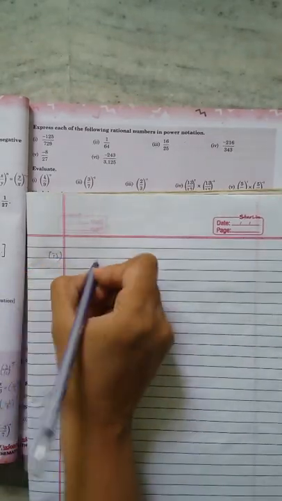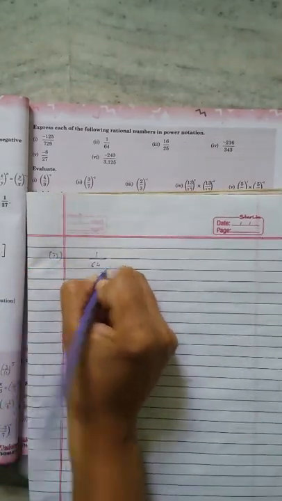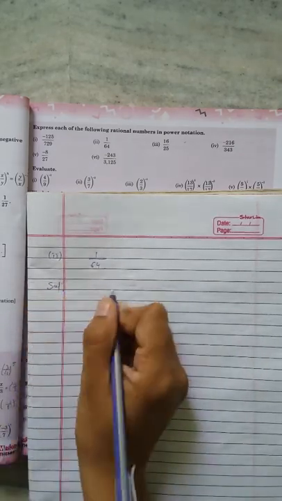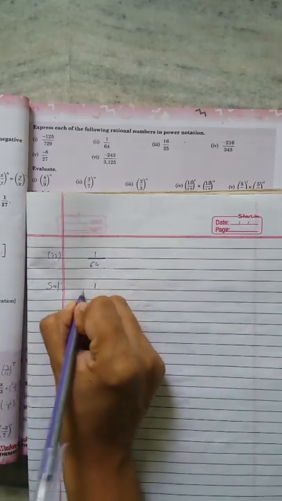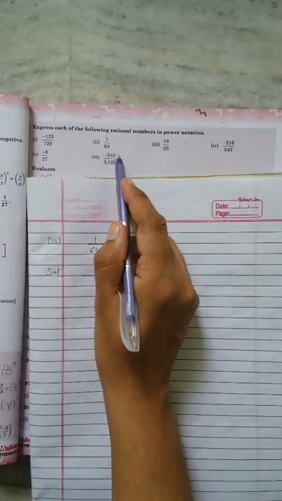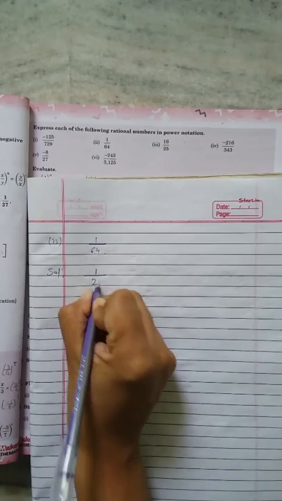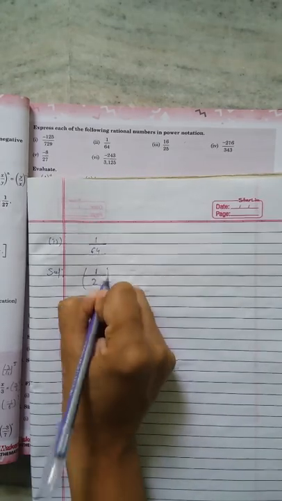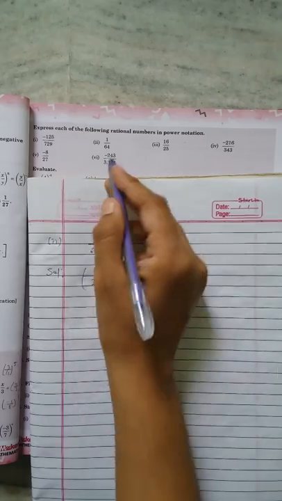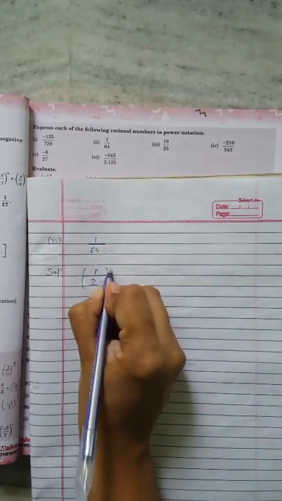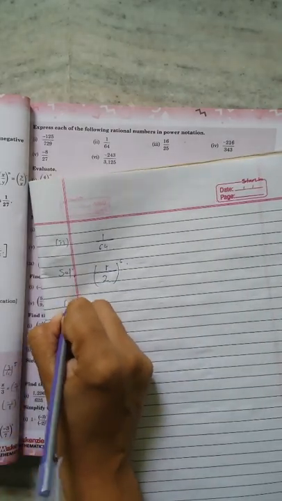Question number 2. 1 upon 64. Solution. So 1 we write as it is, and this 64 is the power of 2, 2 multiplied 6 times. If we multiply 2 six times, we will get 64. So we will write here 1 upon 2 raised to the power 6. Okay, now question number 3.